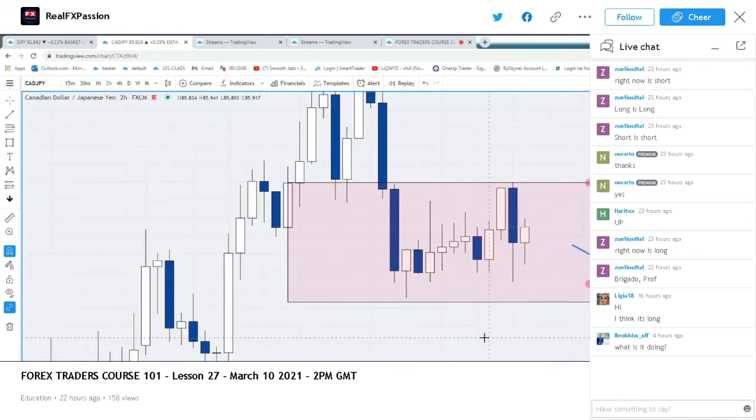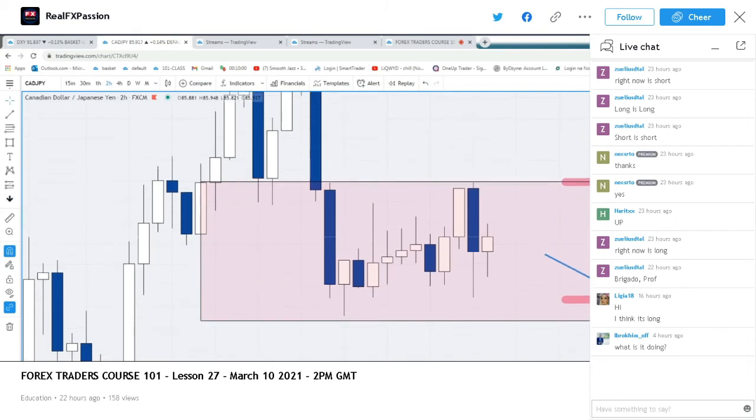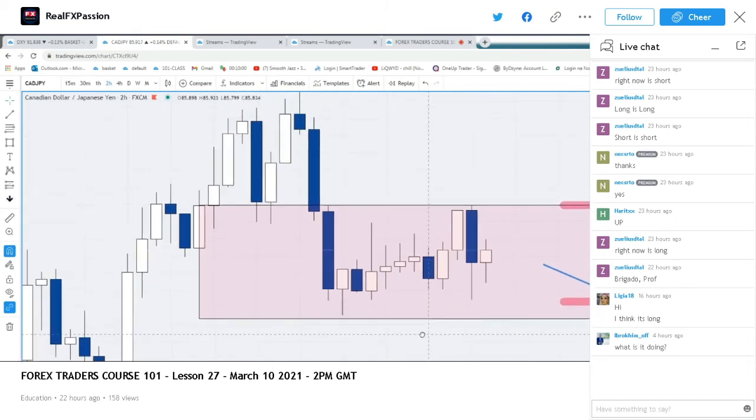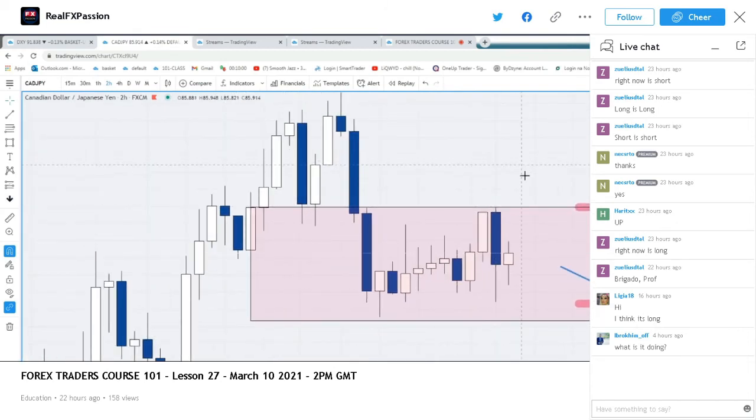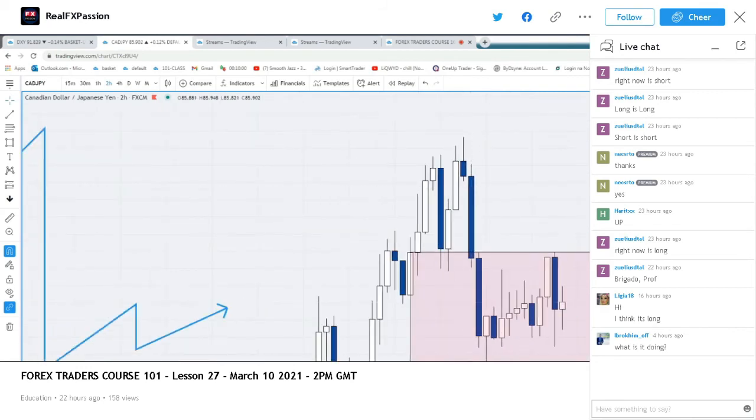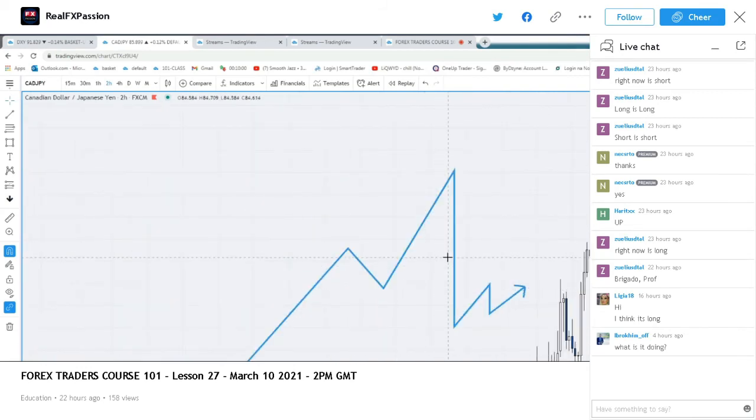Long, you know, Zuelius, I won't say long, because it's not making higher highs and higher lows, but the market went up, bullish candle, and it went down, bearish candle. Make sense? Now, here is the kicker, everybody.